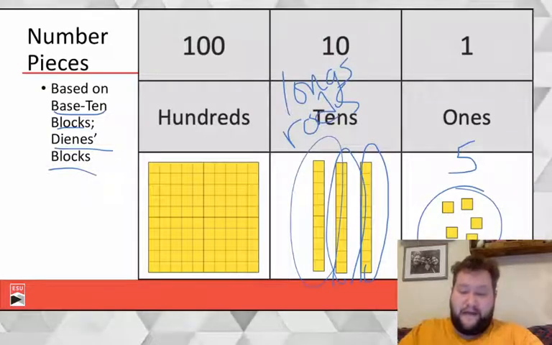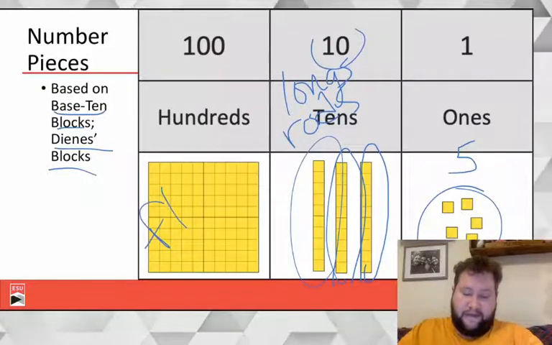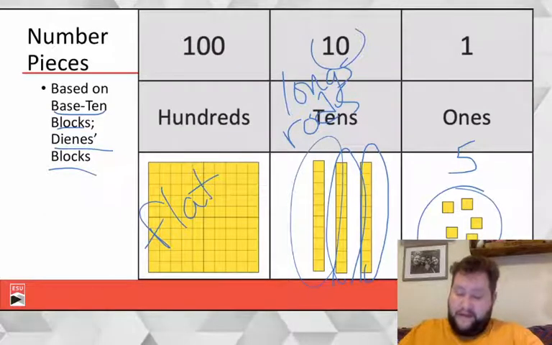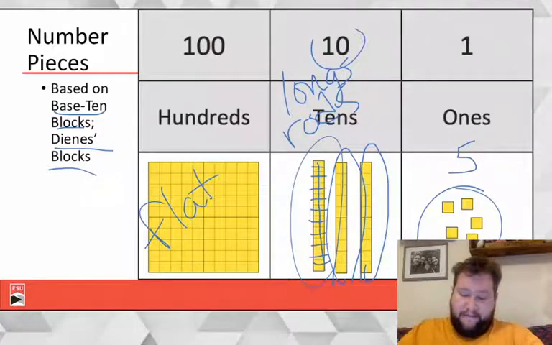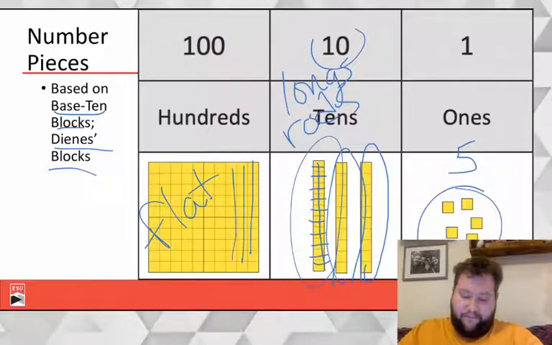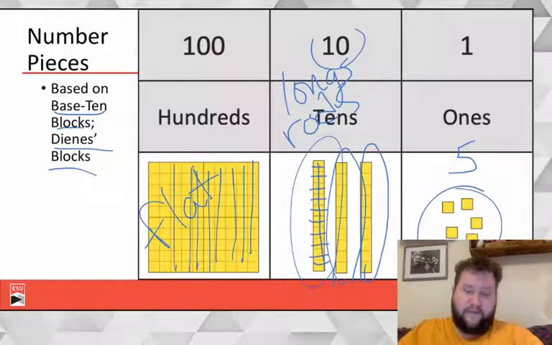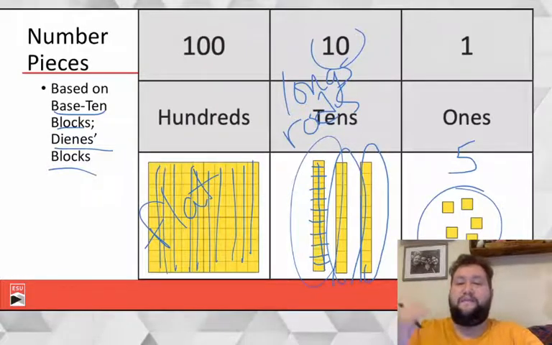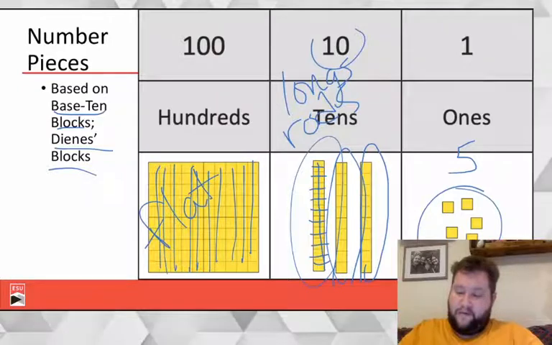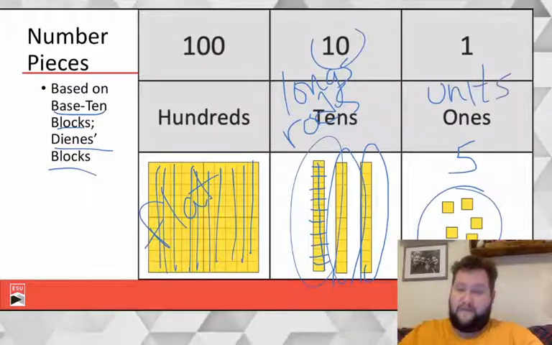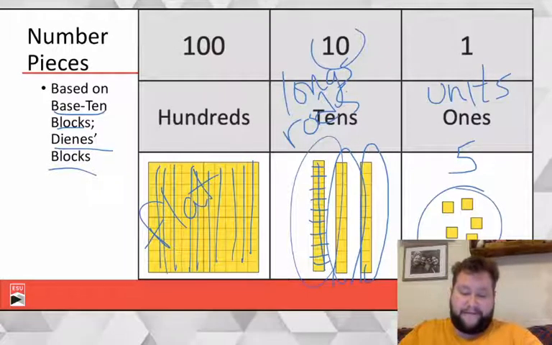Each corresponds to a 10. And then this is usually called a flat, which is 1 hundred. And you see that each of these rods is 1, 2, 3, 4, 5, 6, 7, 8, 9, 10 ones. And a flat is 10 of those rods, right? And so again, reinforcing this base 10 idea that 10 ones make a long, 10 longs make a flat. And in addition to ones, you might hear them called units. So 10 units make a long or a rod, and 10 rods make a flat.